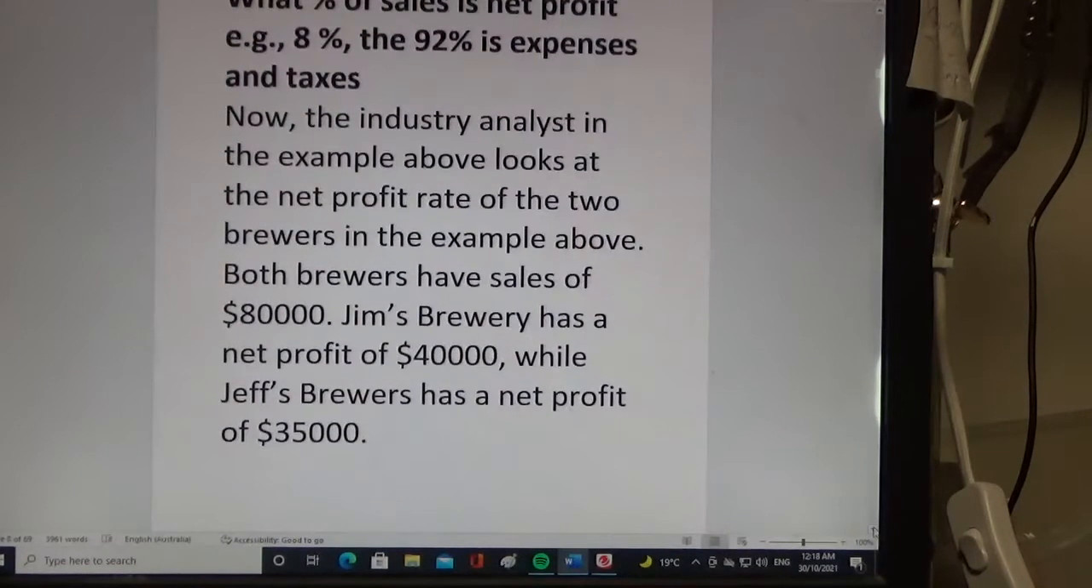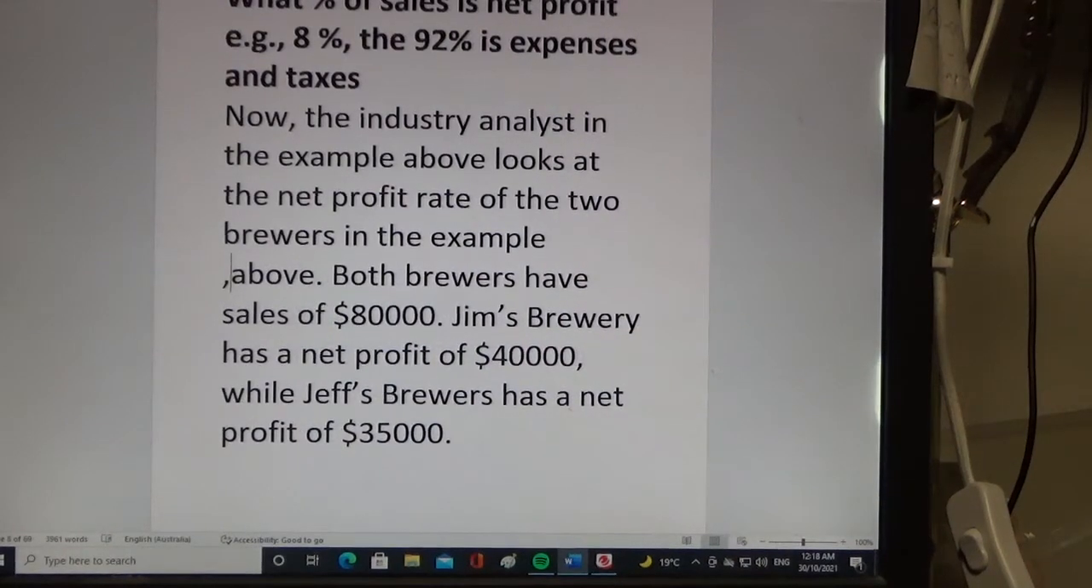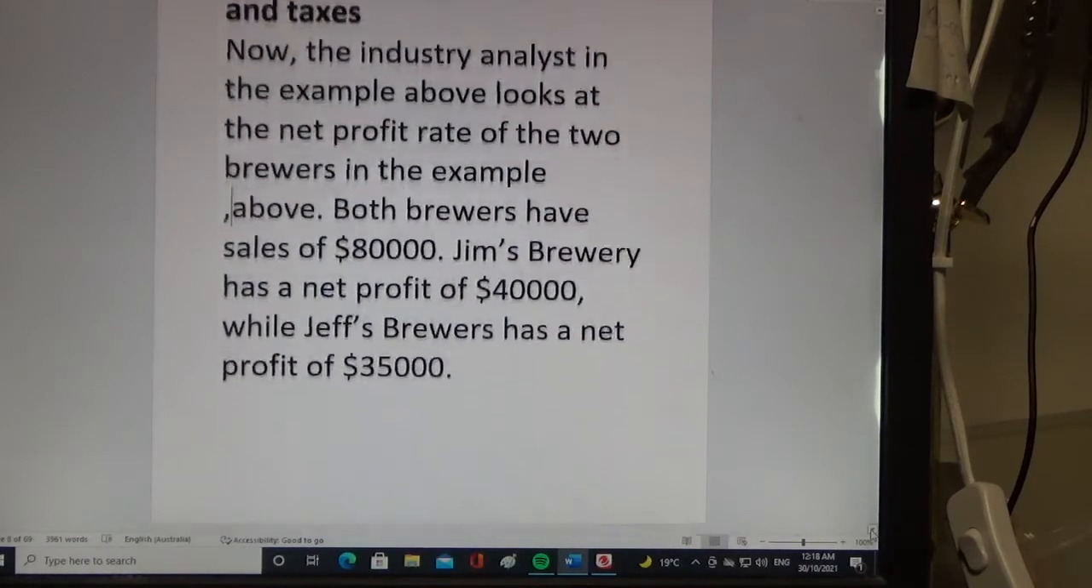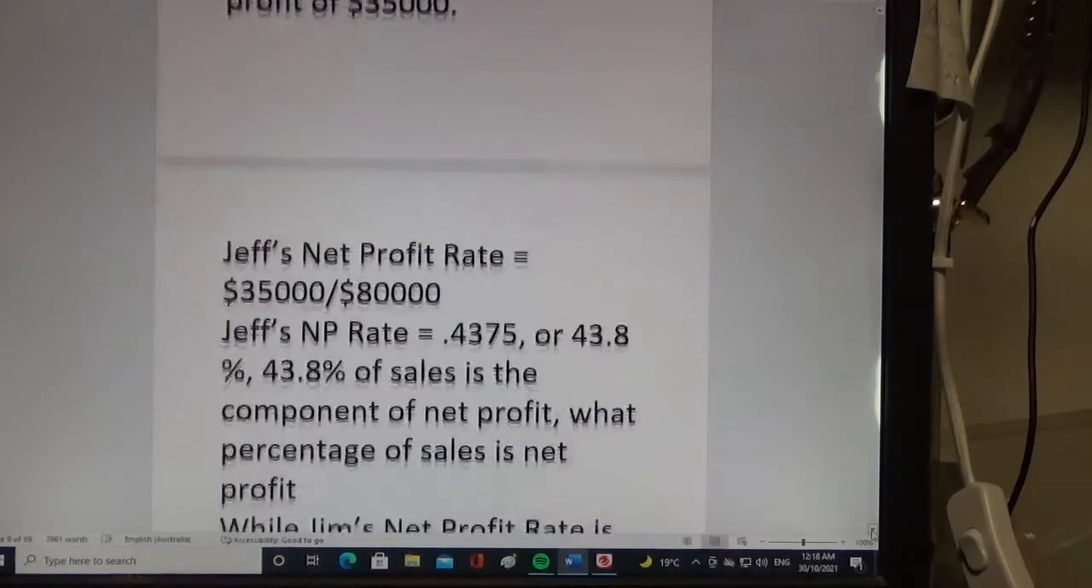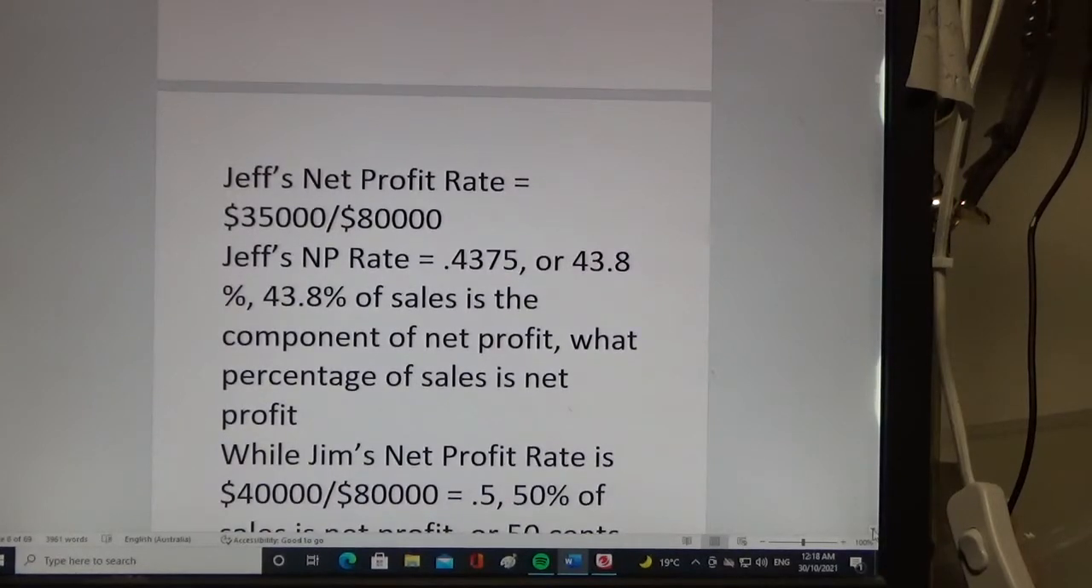Now the industry analyst in the example above looks at the net profit rate of the two brewers. Both brewers have sales of $80,000. Jim's brewery has a net profit of $40,000, while Jeff's brewers have a net profit of $35,000. Jeff's net profit rate equals $35,000 divided by $80,000.